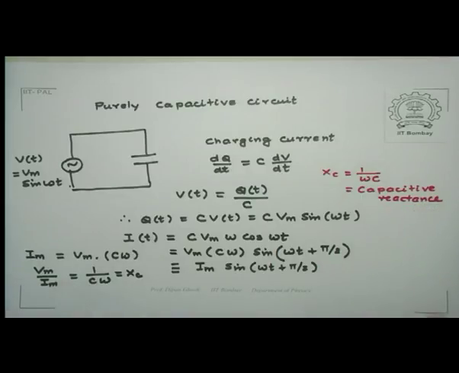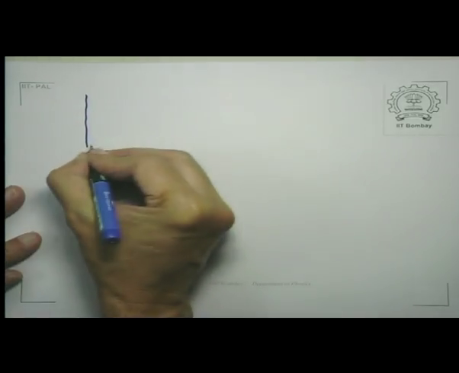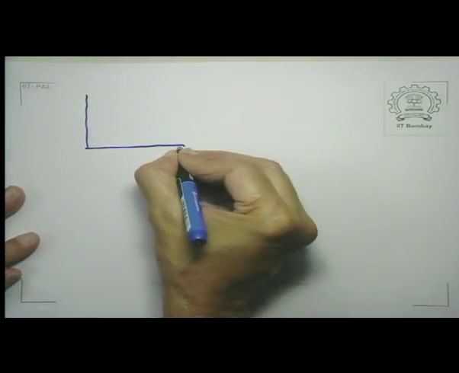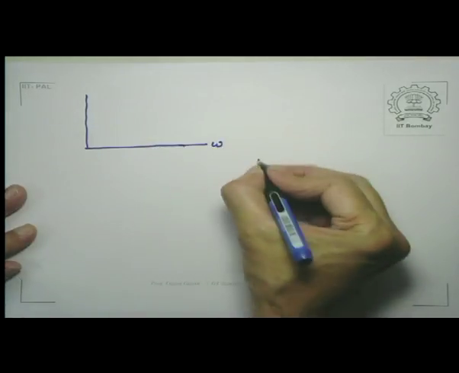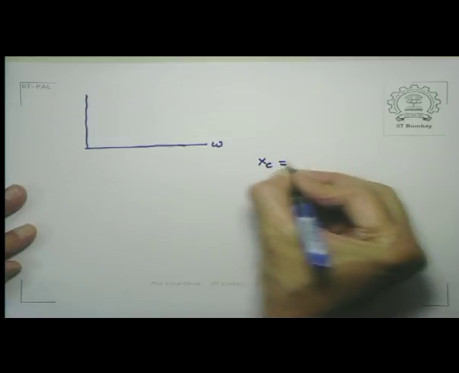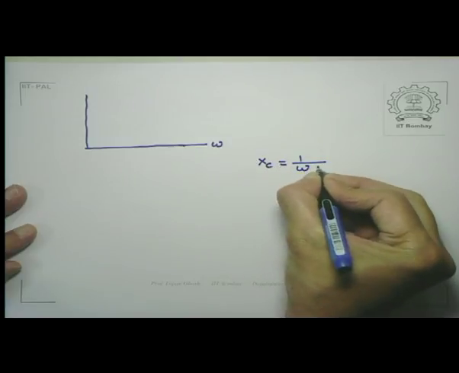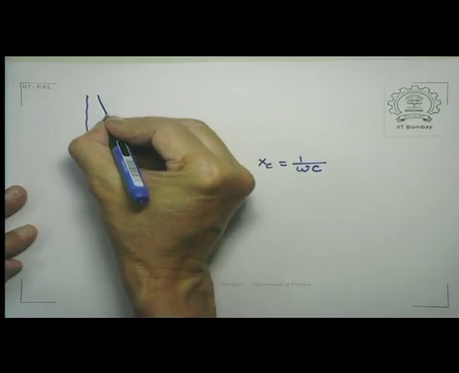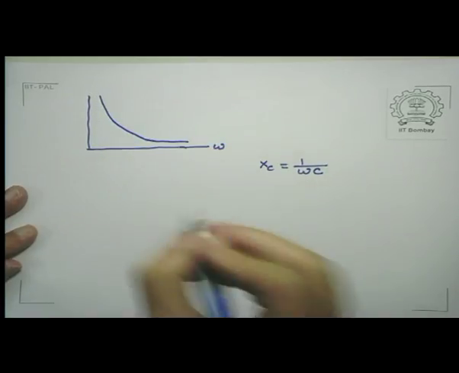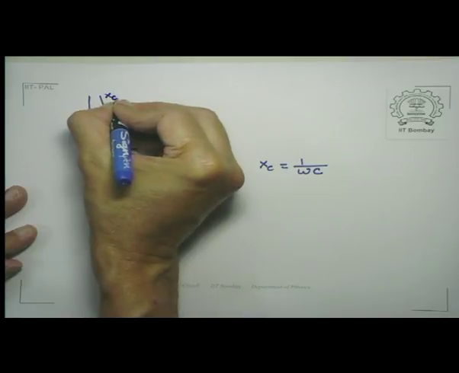Notice one thing, just like the case of the inductive reactance, capacitive reactance also depends upon the source frequency. So the variation, now if I am plotting capacitive reactance Xc, which is equal to 1 over omega C, so that would be going like this. So that is your Xc.